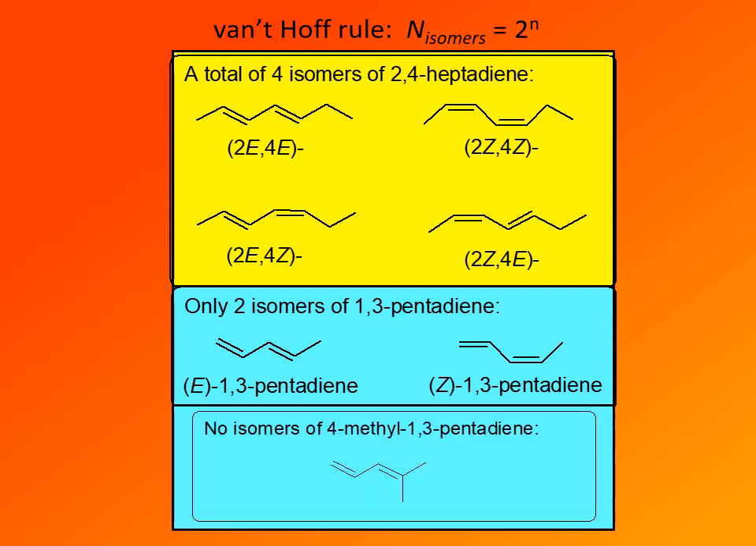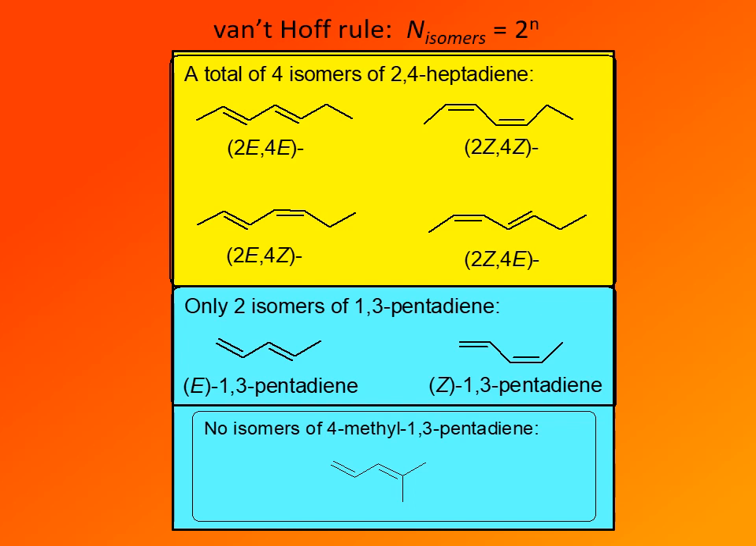Finally, if both double bonds exhibit symmetry, that means one of the carbons of a particular double bond has two identical substituents, then there will be no isomers. There will be just one form of that compound. An example is 4-methyl-1,3-pentadiene.